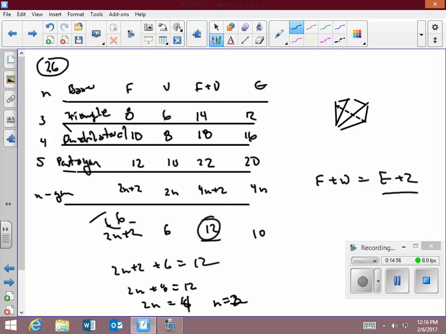So what's the formula? F plus what equals E plus 2? F plus V equals E plus 2. Okay.